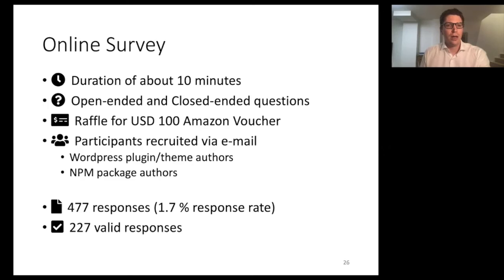And out of this survey, we collected 477 responses. And we applied some quality assurance filters to ensure that the responses were complete and that we had removed speeders and straighteners. And we ended up with 227 valid responses.